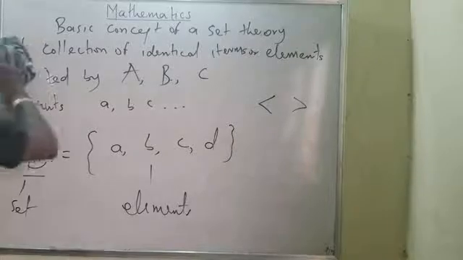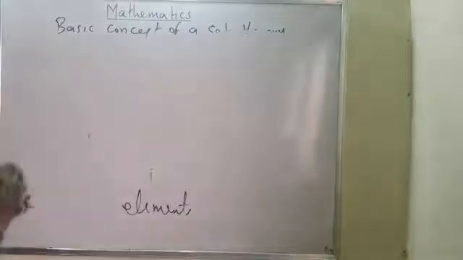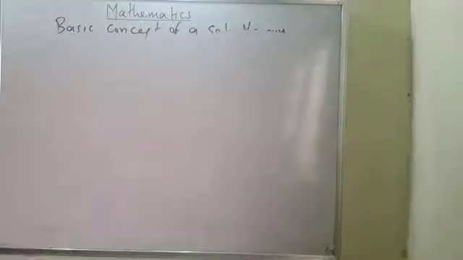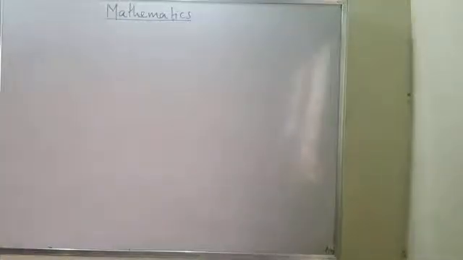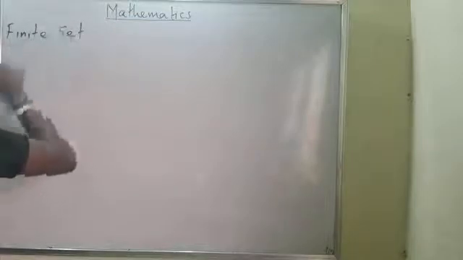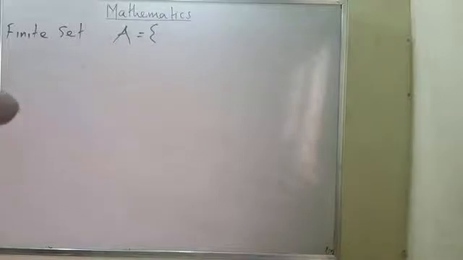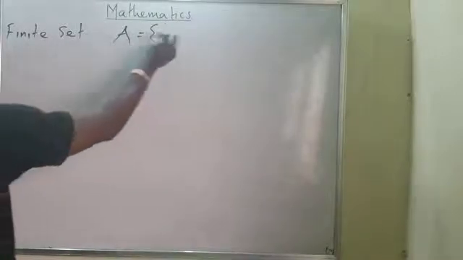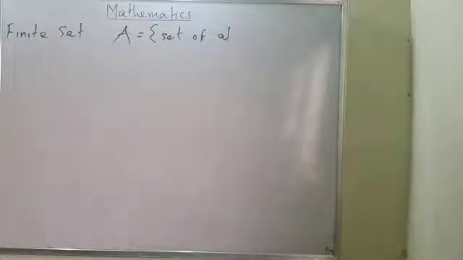Now, let me quickly explain other things that are very, very relevant to topology. Don't forget, we are talking about the concept of set. The first thing I want you to understand is what is called a finite set. A finite set can be, for example, a set of alphabet.